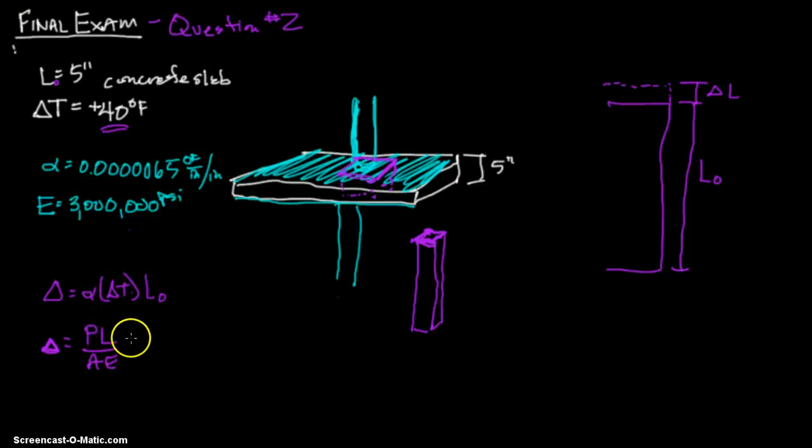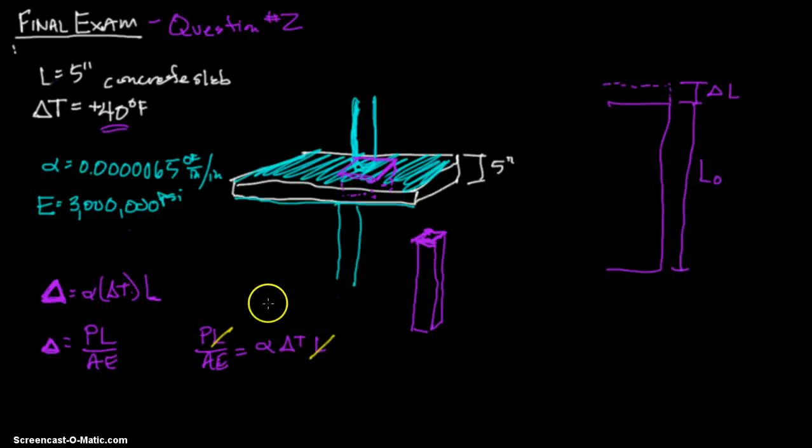We can combine these because both give the axial deflection. So let's make them equal to each other and see what we can get rid of. PL over AE equals the coefficient of expansion times the change in temperature times L. Remember, L naught is the same as L, the original length, so let's just call it L in both. Now let's cancel stuff out. We have L on this side and L on that side, so let's get rid of them.